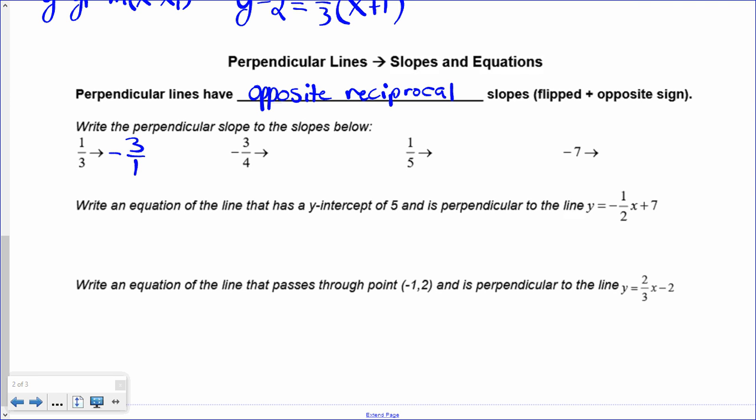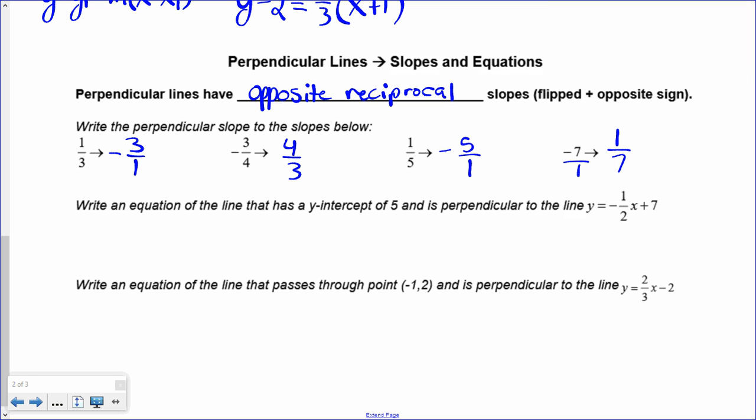If it starts as negative 3/4, what would the opposite reciprocal be? Positive 4/3. Start as 1/5. Negative 5/1. And if it starts as negative 7, it would be 1 over 7. So remember, whenever you have a constant, it's technically over 1. That's why it's important to think of slopes as fractions always, so you can see that reciprocal when you're flipping.